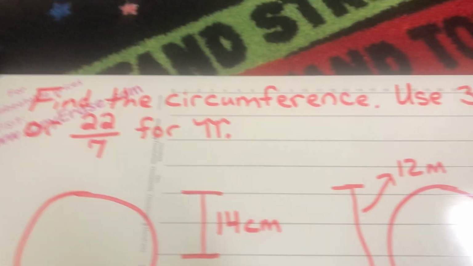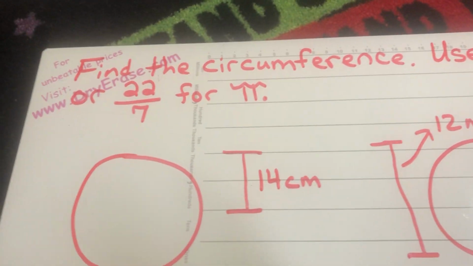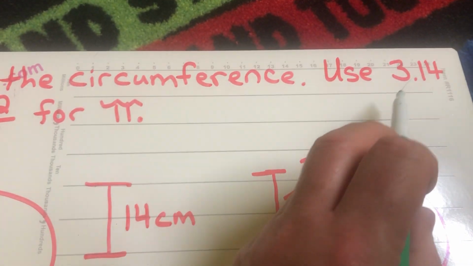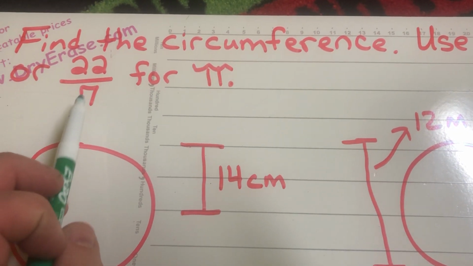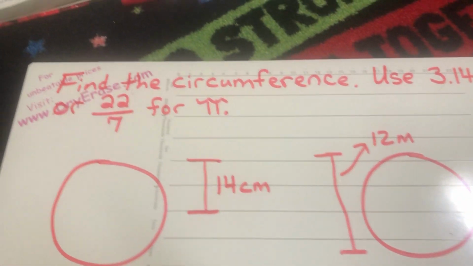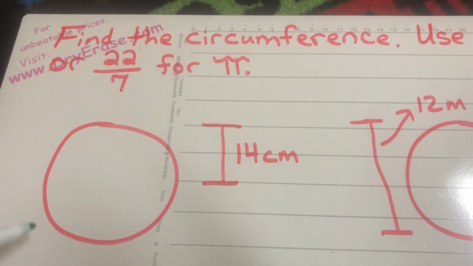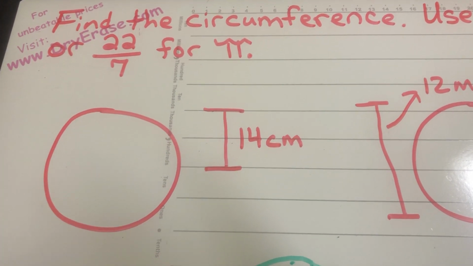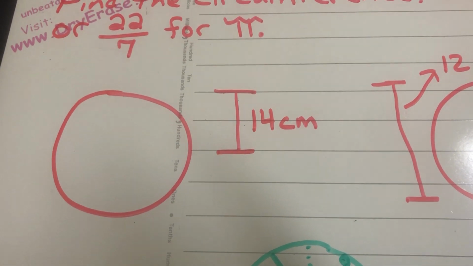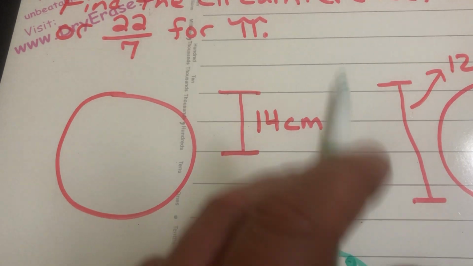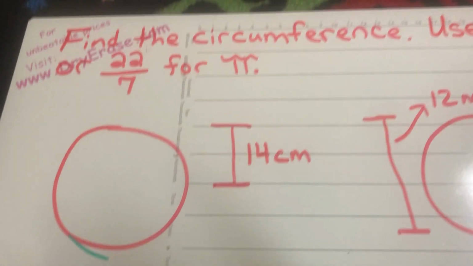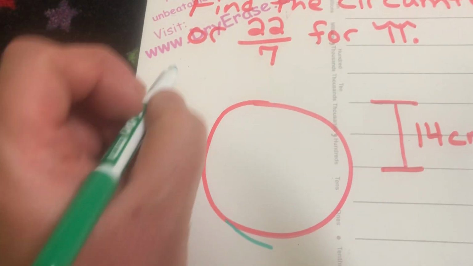Find the circumference. Use 3.14 or 22/7 for pi. Well, for pi, we use 3.14. If we want it as a fraction, it's going to be 22/7. I'm going to talk about that momentarily. But for circumference, circumference is the distance around a circle. A lot of times we talk about perimeter, the distance around a polygon, like a triangle or a square or a pentagon or whatever, and we would add all the sides together. Well, we can also find the distance around a circle by using this formula.